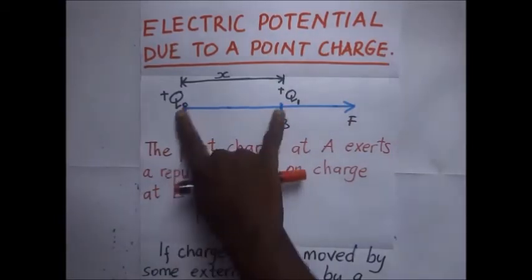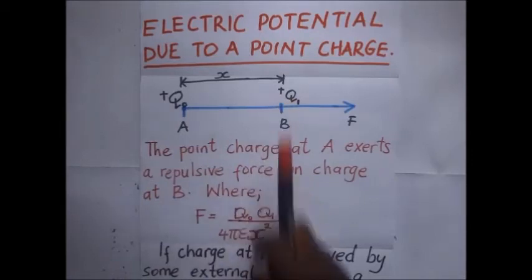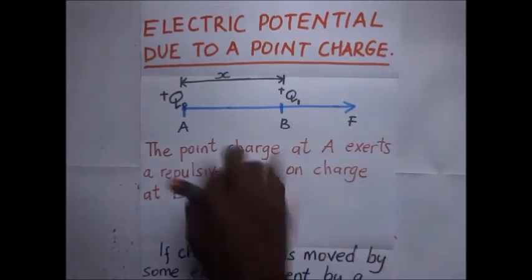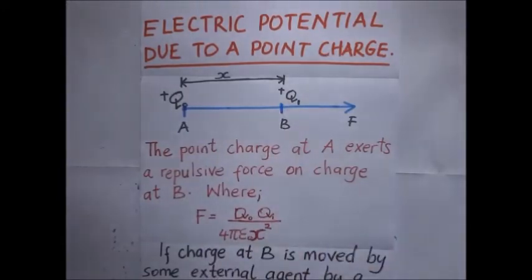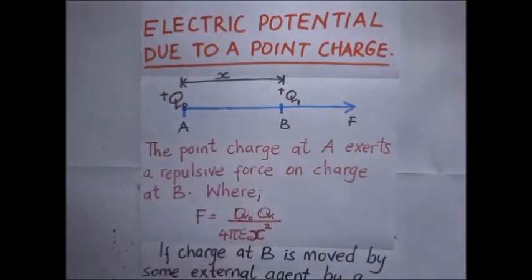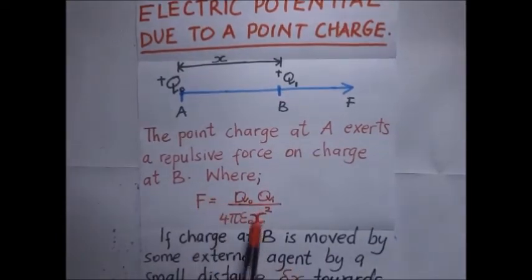So the repulsive force that exists between this charge and that charge is directly proportional to the product of those two charges and inversely proportional to the square of their separation, which is x. So the repulsive force is going to be equal to that. And we are going to use this to derive the formula for electric potential due to a point charge.